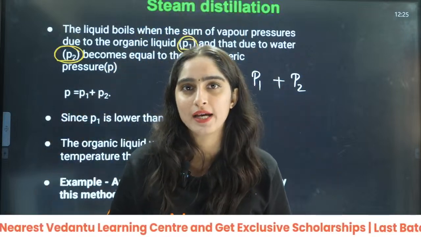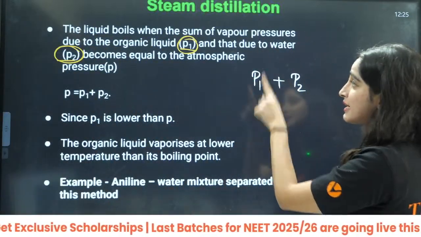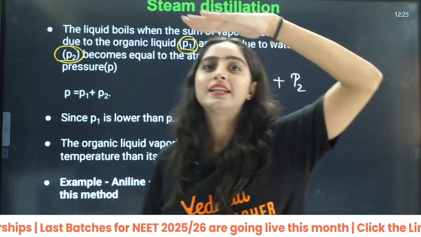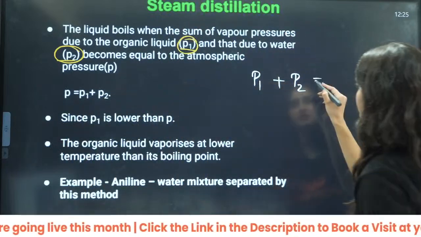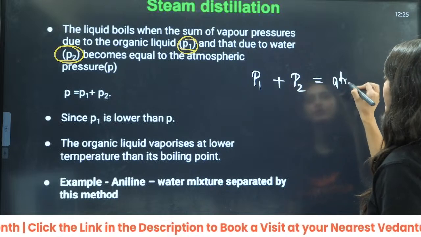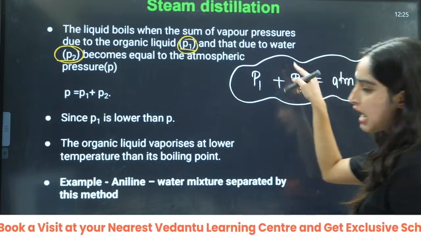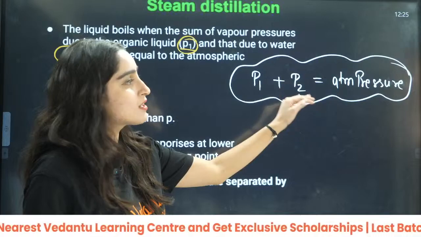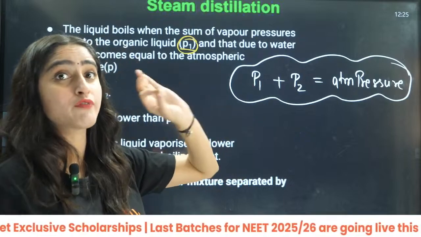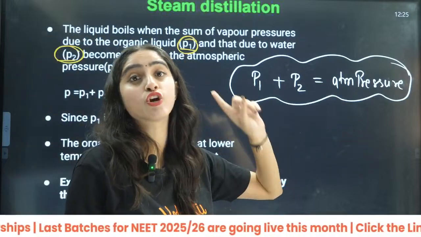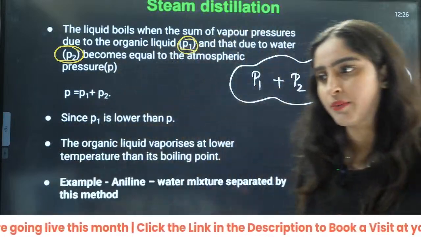Now, what is going to happen here? Simply, this water vapor is helping this organic compound in cracking which thing? They want the vapor pressure to become equal to the atmospheric pressure. Understood this statement? Are you able to understand this particular equation? They can ask you this: what is the relation in steam distillation between the pressure of organic compound, the vapor pressures, and atmospheric pressure? So this becomes the relation. This is very, very important, right?